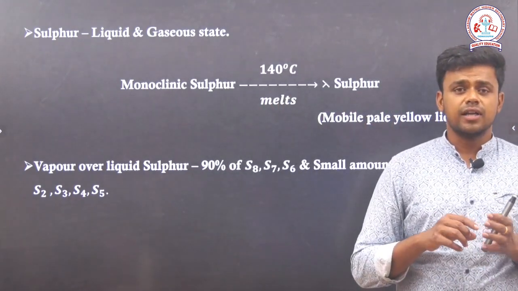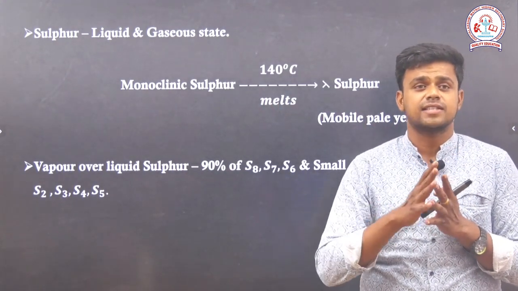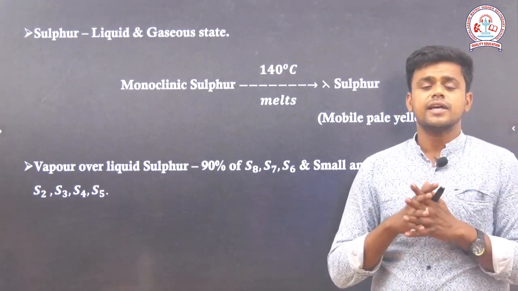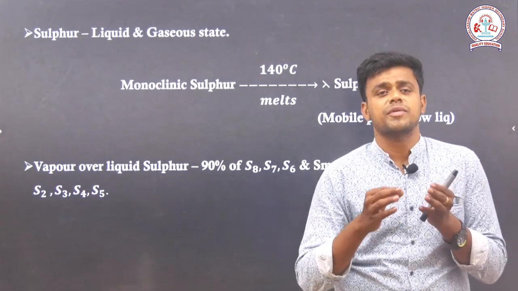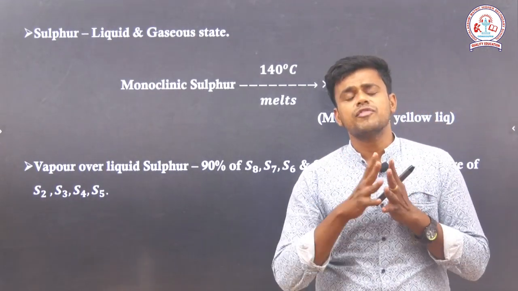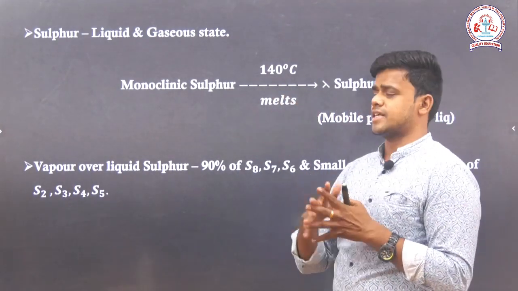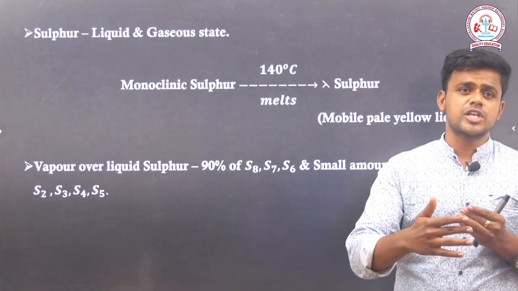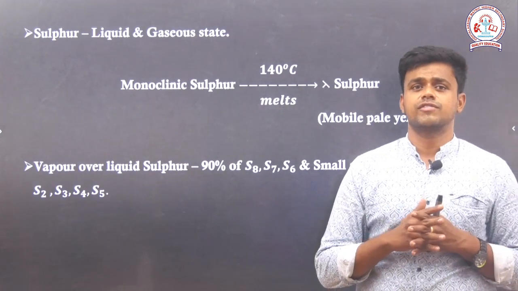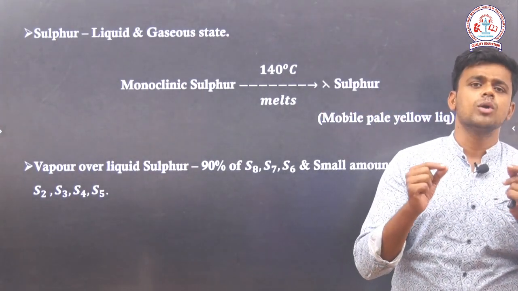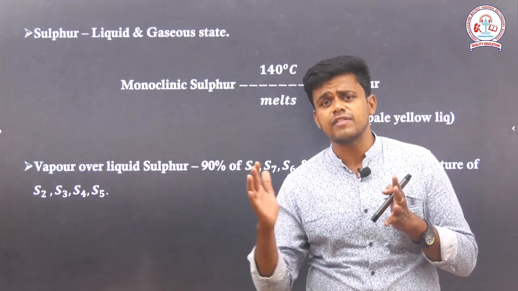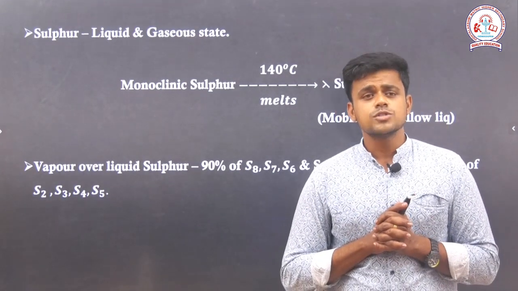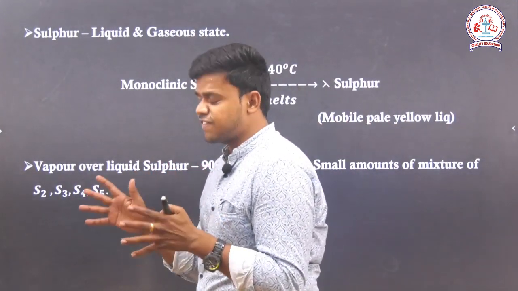Then sulfur also exists as a liquid and gas, whereas the forms we have seen previously are solids. Sulfur exists in the form of a liquid as well as a gaseous state. In the form of a liquid, how does it exist? You have to take the monoclinic sulfur. If you heat it above 160 degrees Celsius, it melts. The form of the sulfur will change into lambda sulfur, which is a yellow liquid. Yellow liquid in the sense it will definitely move, so it must be a mobile pale yellow liquid. So, this is with respect to sulfur in the liquid form.